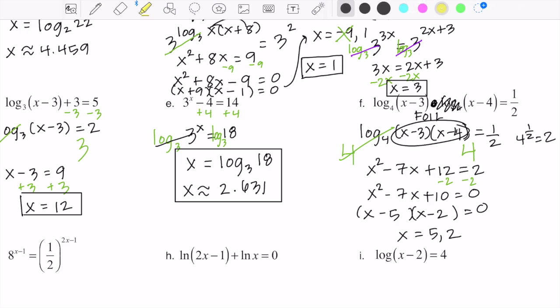So I am looking here. When I plug in 5, 5 minus 3 is 2, and 5 minus 4 is positive 1. So that one works. However, when I plug in the 2, this 2 here into this guy, 2 minus 3 is negative 1. So that's not a good solution. It's just x equals 5.